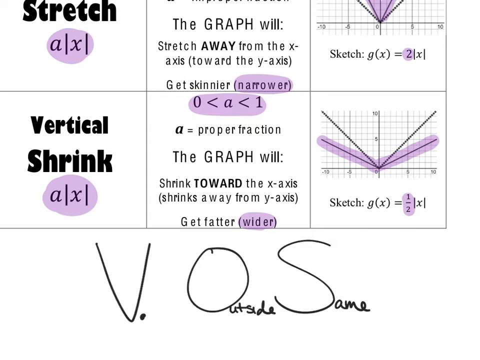If I say plus, it goes plus. If I say minus, it goes minus. If I say big number, it gets narrower. If I say small number, it gets wider. That's the same. That makes sense to me. Big numbers make it bigger. Small numbers make it smaller. So it's either skinny or wide.